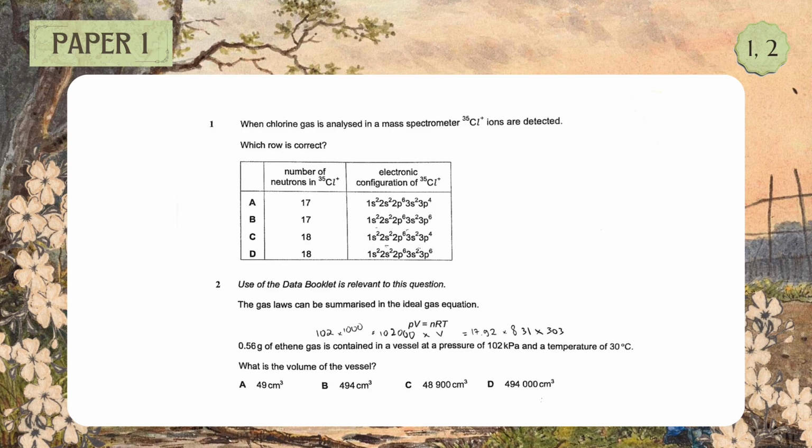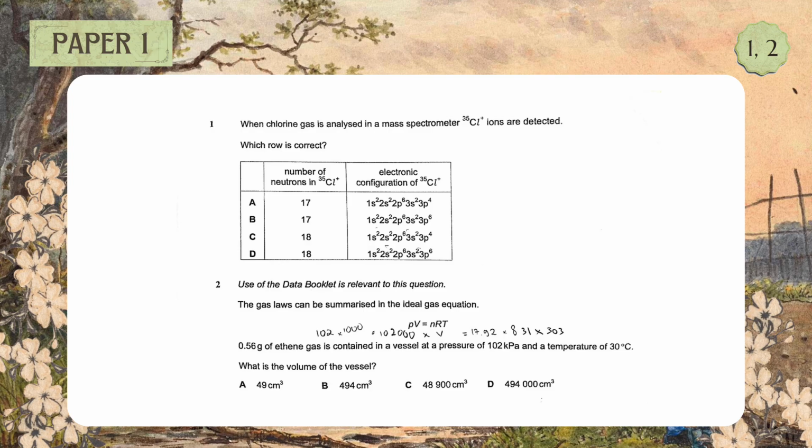We multiply that by 1,000 to get 102,000 pascals. Temperature, we have 30 degrees Celsius. Add 273 to convert it to Kelvin, giving us 303. And moles, we have 0.56 grams of ethene. The molar mass of ethene is 2 times 12, add 4 times 1, which gives us 28 grams per mole. So moles equals 0.02 mole.